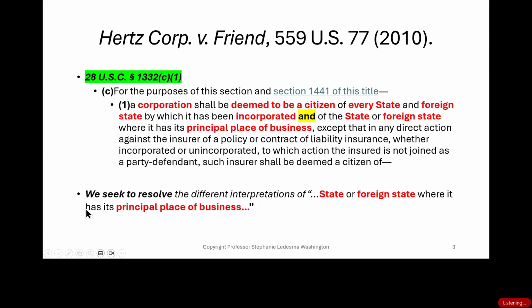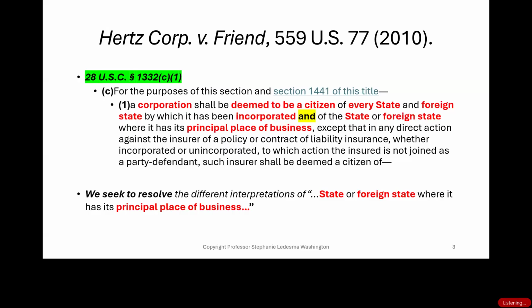Today's case is Hertz Corporation v. Friend, 559 U.S. 77. It is a 2010 case. So in terms of our rule of law, it's relatively recent. Our focus again is on diversity jurisdiction for corporate citizenship.